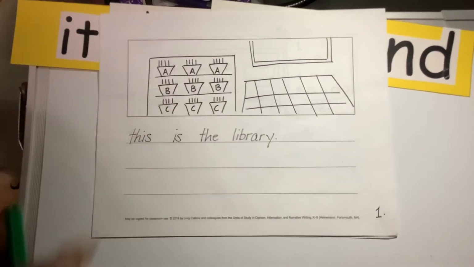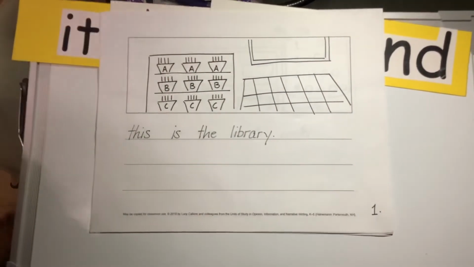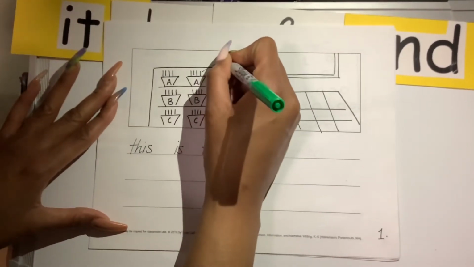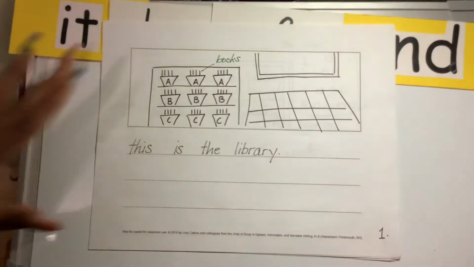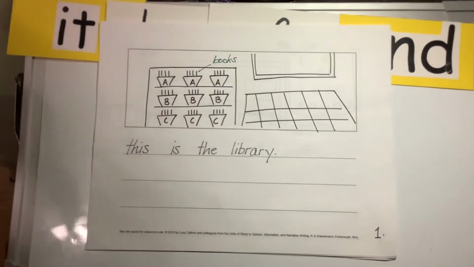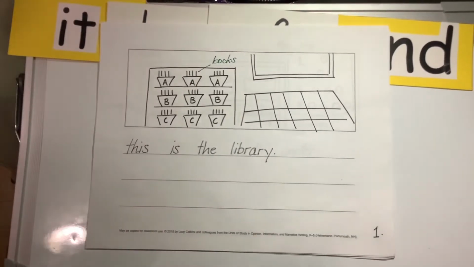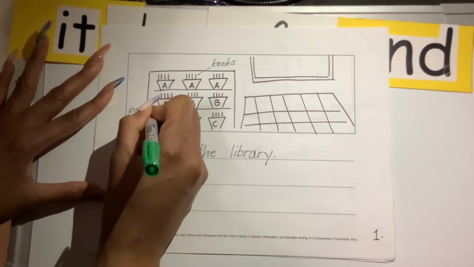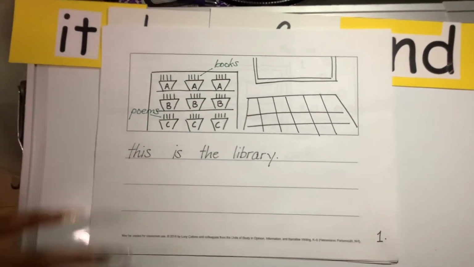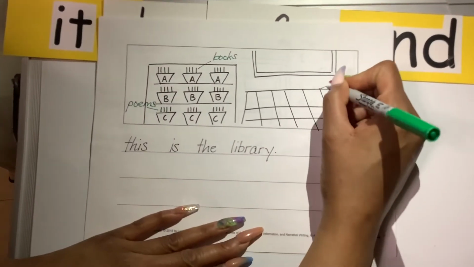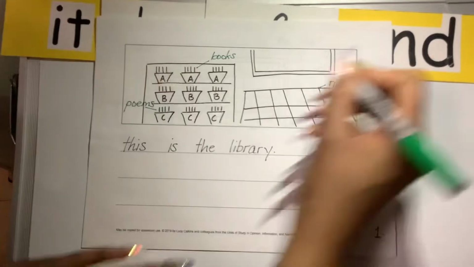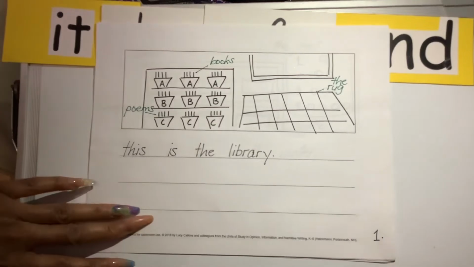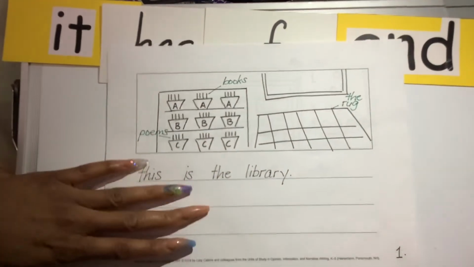But I forgot to label these things. What are in these bins? Right? These are books. So let me label my books. We don't just have books, right? We have poems and nursery rhymes, songs. I think these can be poems. I can label my rug, right? I can say the rug. Longer labels using sight words that I know. So this is the library.